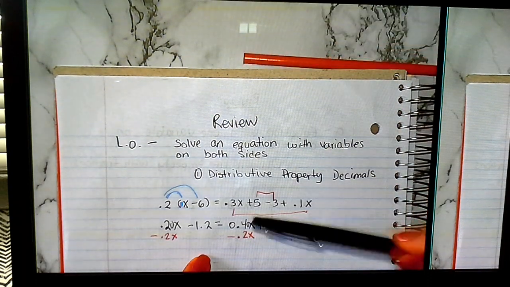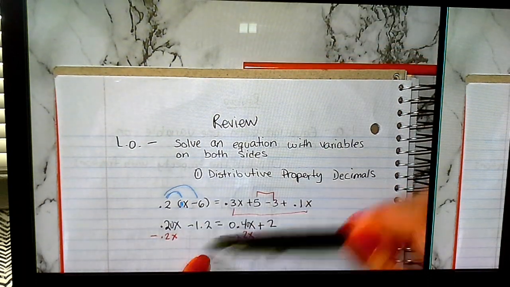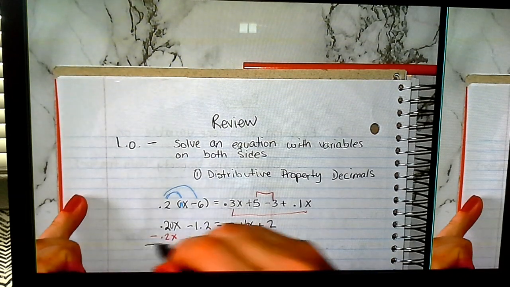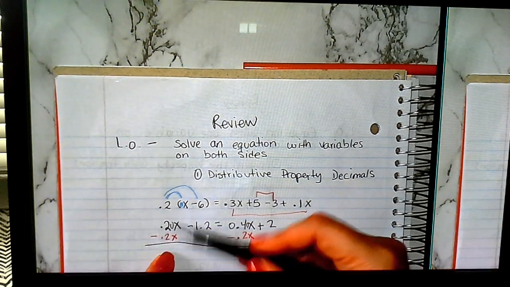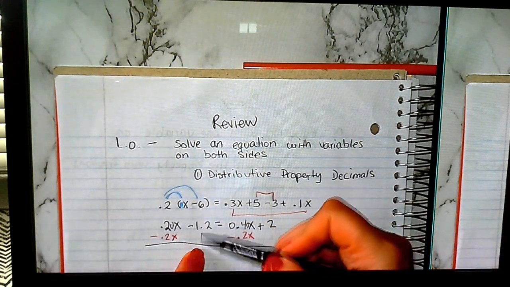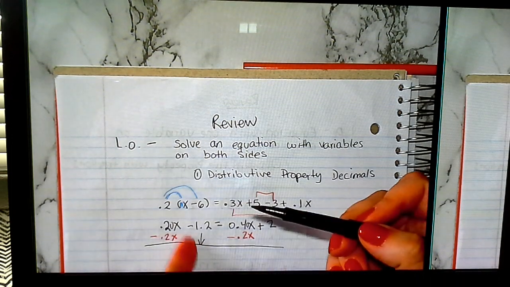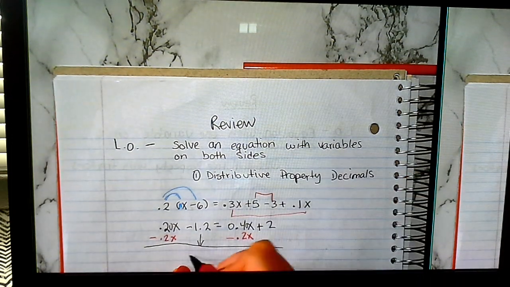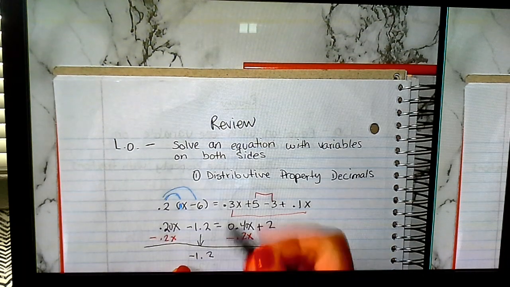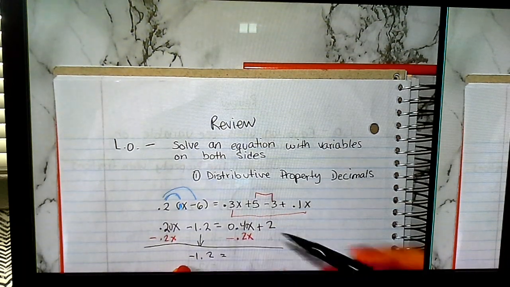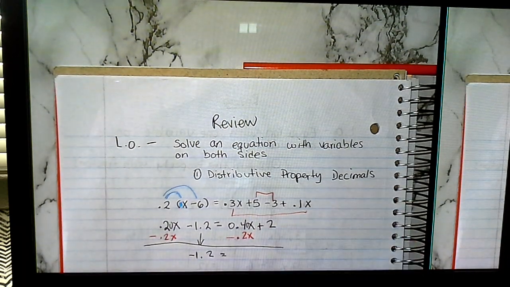And notice how I align them with the ones that were like terms. So if I do this, I end up with 0 here. And I didn't do anything here, so I'm going to just bring this term down. Negative 1.2 equals, and then 0.4 minus 0.2.